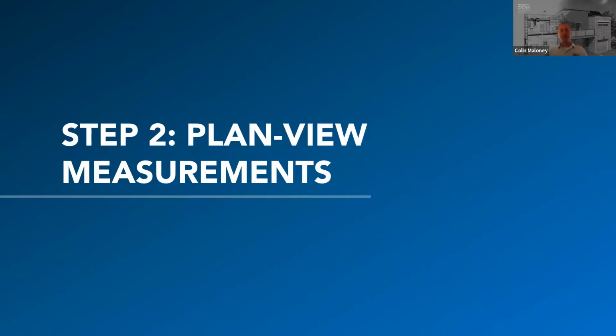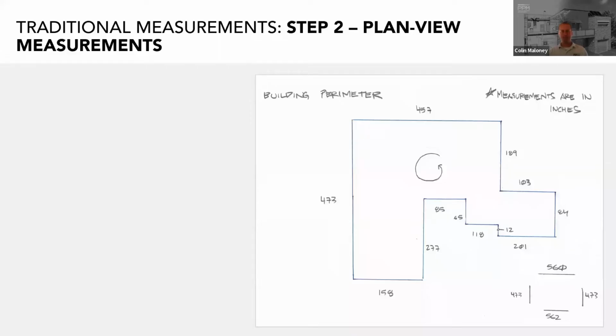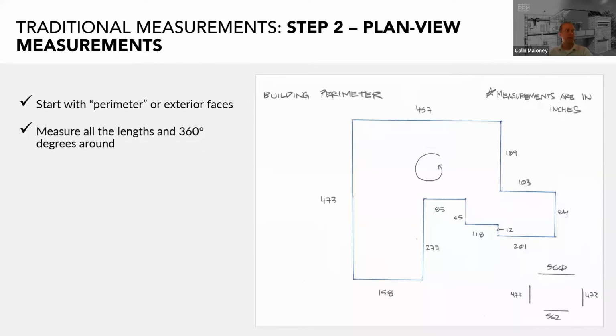So now it's time to measure your sketch. An important step that many people skip when measuring a structure is going around the exterior faces. Often wall thicknesses are taken at an exterior and then the interior measurements only from there on out. I consider this step here to be crucial. So start with the perimeter or exterior faces. Measure all the lengths and 360 degrees around until you get to the point where you started.